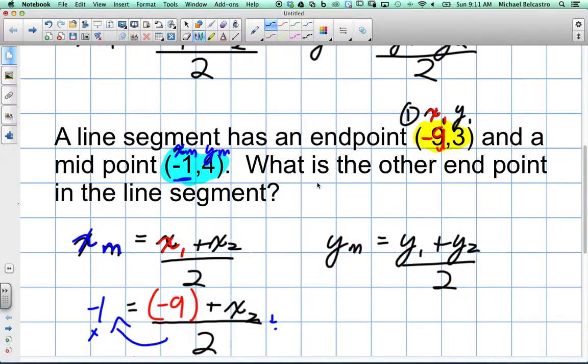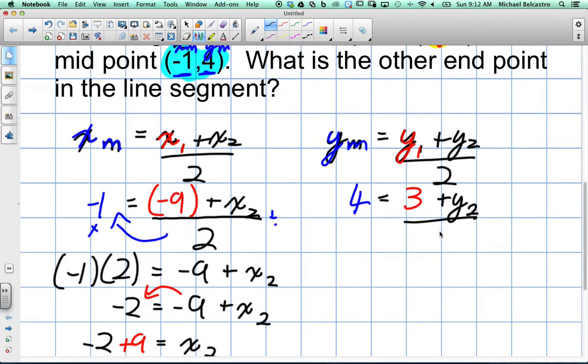So using the same ideas, let's plug in our values. Our y midpoint, okay, is a value of 4. So 4, or positive 4, is equal to, and our y1, okay, so one of our endpoints was the value of 3. So there's our y1. So we replace it with 3. Plus y2, being the other endpoint that's unknown, divided by 2.